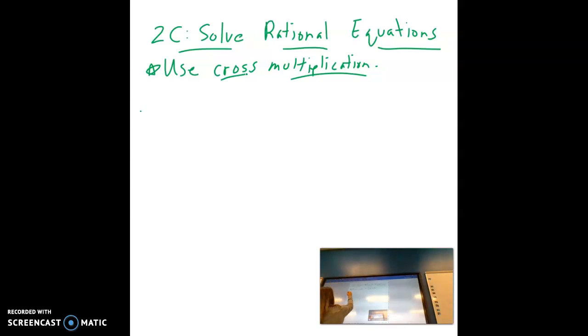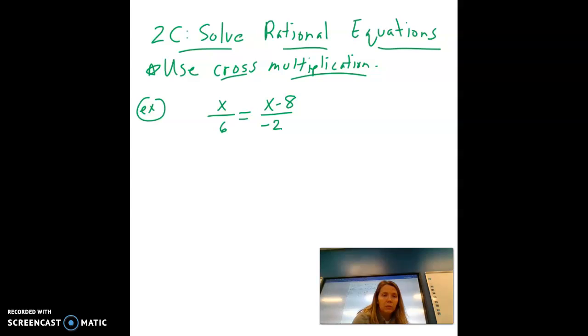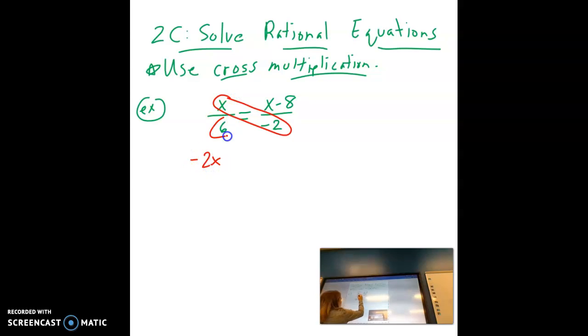So our first example is we have x over 6 equal to (x minus 8) all over negative 2. Okay, so these two rationals are equal to each other. So what I can do to solve then is use cross multiplication. So what this means is I can multiply x times negative 2, which is negative 2x. And then I am going to multiply 6 by x minus 8.